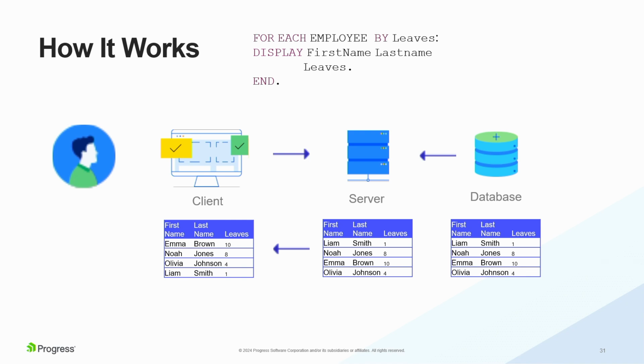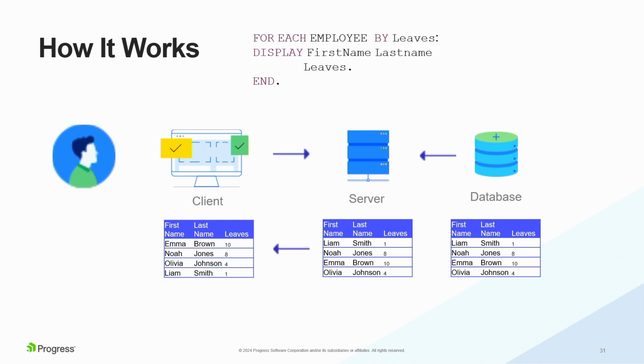Now once the data reaches the client, we have applied the BY clause. Suppose we don't have an index on this field. If you don't have an index on this field, and you have applied the BY clause, after getting the data we need to sort that data. So the query engine first needs to sort that data. It will sort the data based on the leaves. Previously, my first record was Smith. Now my first record is Brown, 10. So it has sorted the data.